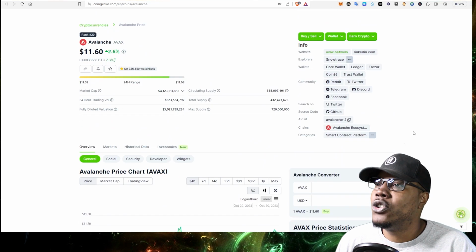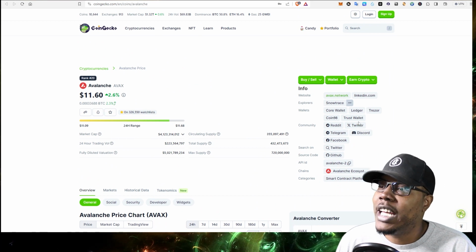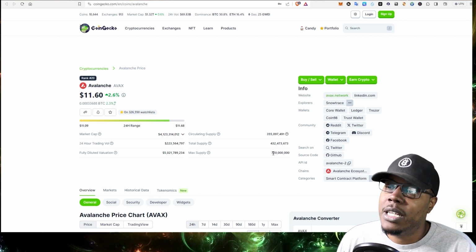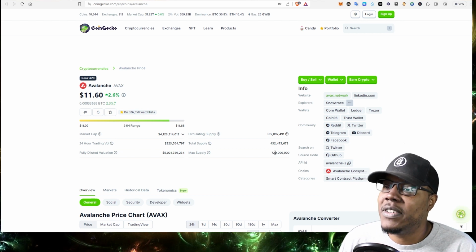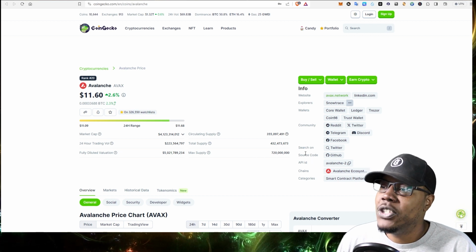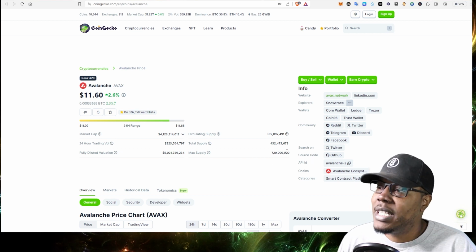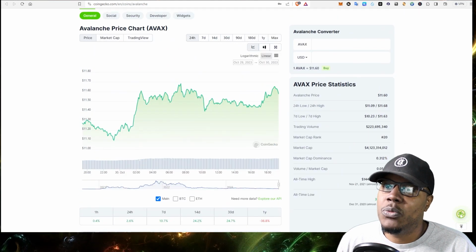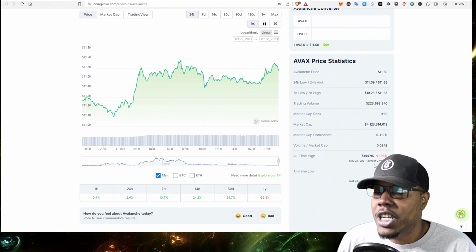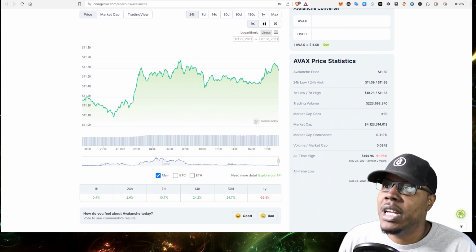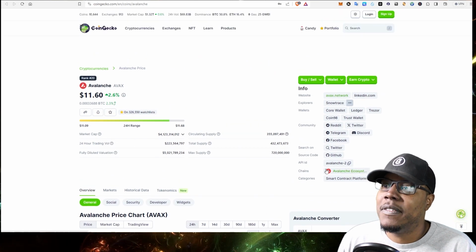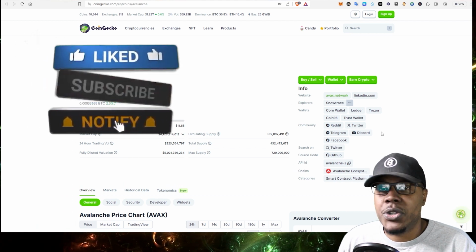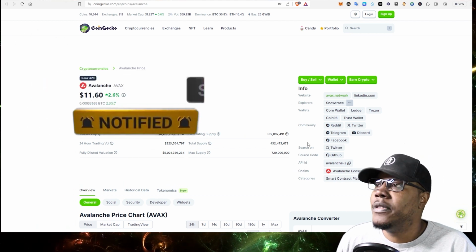Now, coming down to CoinGecko right here, if you don't know what CoinGecko is, it is a place where we look for all the stats. The stats are there are 720 million of these coins that will ever be invented, and the market cap right now is at $4 billion. When we scroll down, we can see that the all-time high was 2 years ago. This coin got to $144. I still think that Avalanche has a bunch of potential just based on the amount of users that it's going to have in the future.